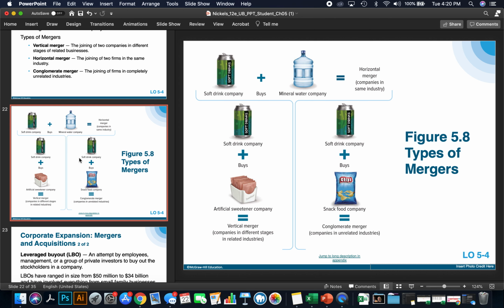Let's look at figure 5.8 to hone in on this. In a horizontal merger, maybe it's a soft drink company buying a mineral water company. Even though the product is different, the industry is the same: bottling of beverages. What about if a soft drink company buys an artificial sweetener company? This is considered a vertical merger because artificial sweetener is a part of soft drinks or soda. And finally, a conglomerate merger example would be if a soft drink company bought a chip company, right? They're unrelated industries.